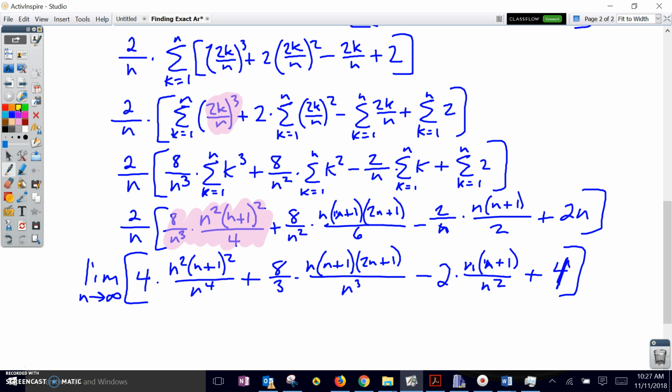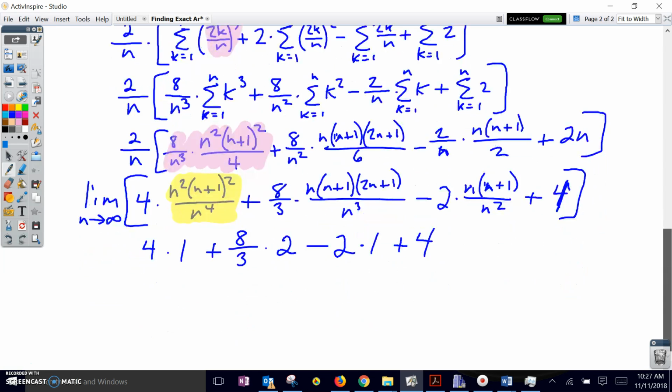Alright, so the limit of this as n approaches infinity, the largest power when I expand the numerator is 1 n to the 4th, so that limit's just going to be 1. The limit of n times n plus 1 times 2n plus 1 all over n to the 3rd as n goes to infinity is going to be 2. The limit of n times n plus 1 over n squared is going to be 1.